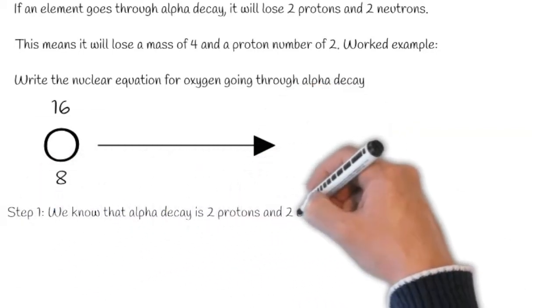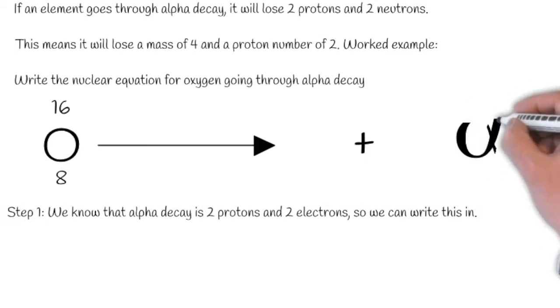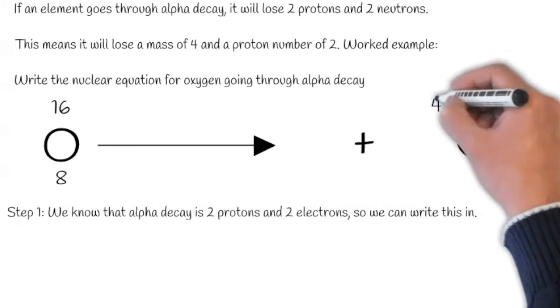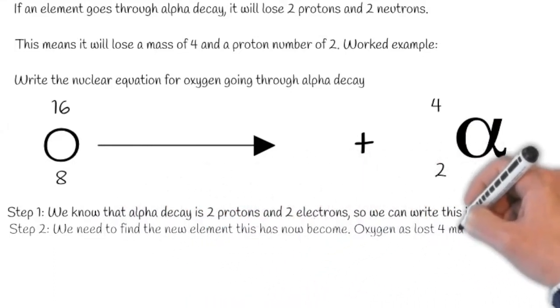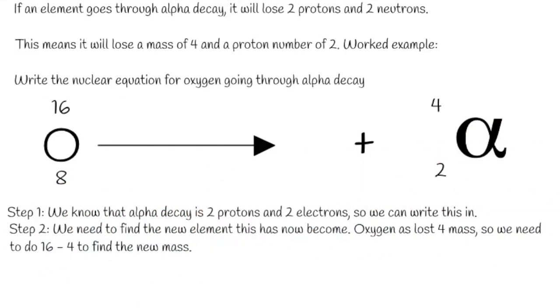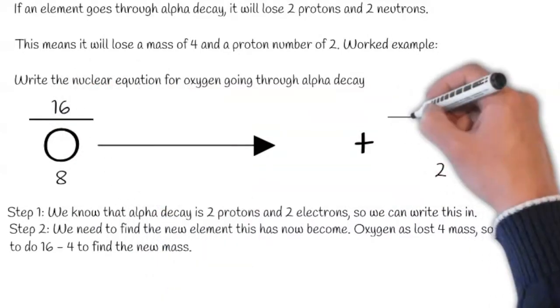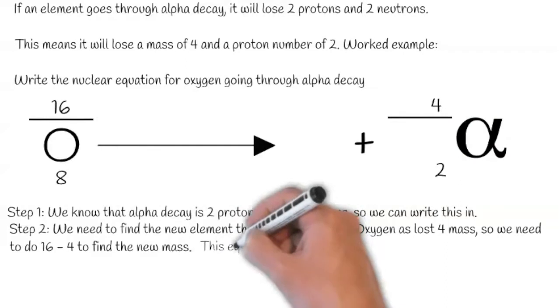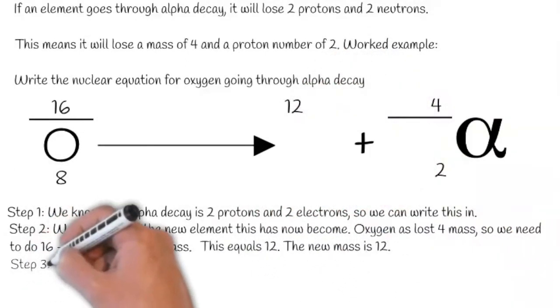Step 1. We know that alpha decay is 2 protons and 2 neutrons, so we can write this in. Step 2. We need to find the new element this has now become. Oxygen has lost a mass of 4, so we can do 16 minus 4 to find the new mass. This equals 12. The new mass is 12.